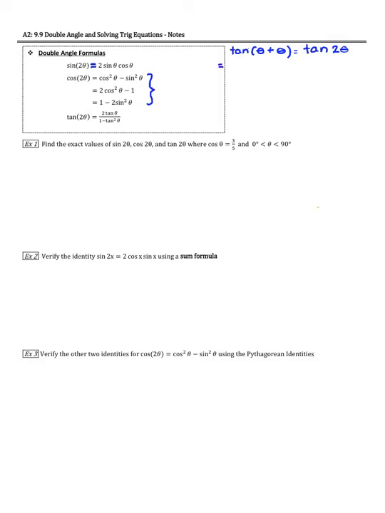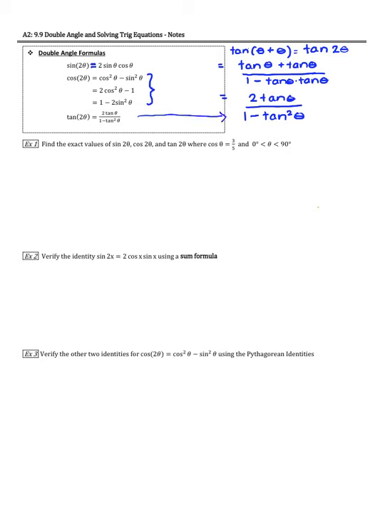I can use the sum components that we looked at in the last one to expand this. This would be tan theta plus tan theta all over 1 minus tan theta times tan theta. And this is basically how you would derive all of these. On top, tan theta plus tan theta is the same thing as 2 tan theta. And on the bottom, tan theta times tan theta is the same thing as tangent squared theta. So that is where that identity comes from.